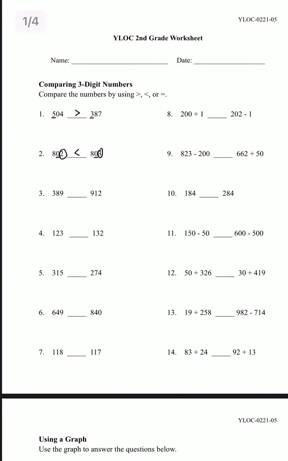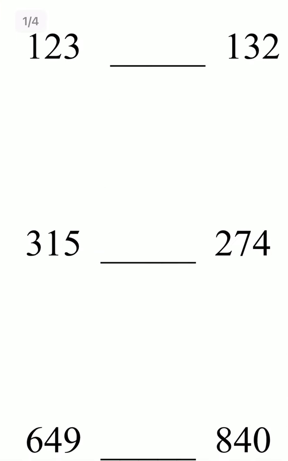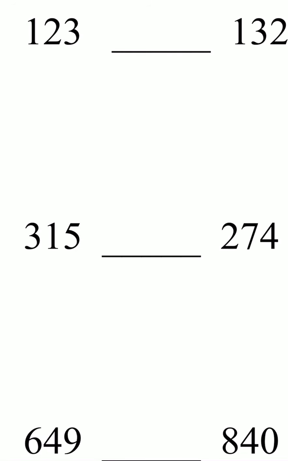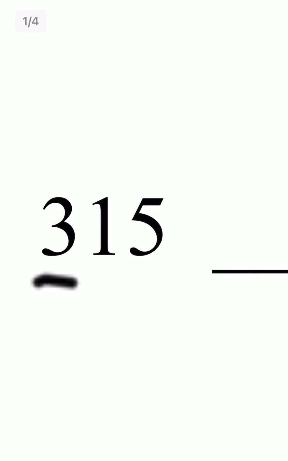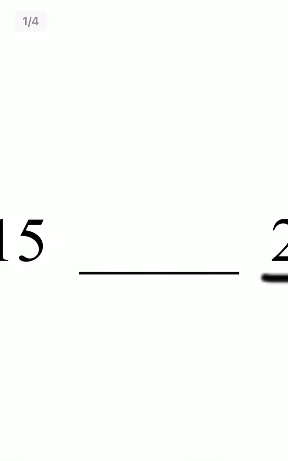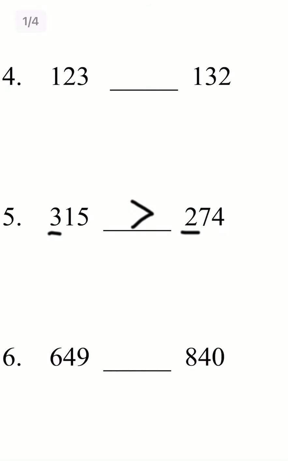Let's look at number 5. We have 315 for this side and 274 for this side, and then since 3 is larger than 2, we have to put this sign to show that 315 is larger than 274.